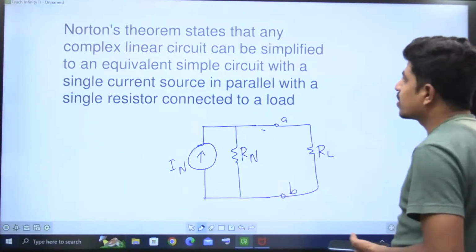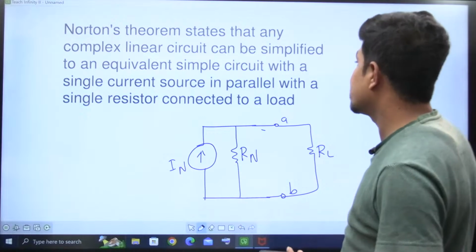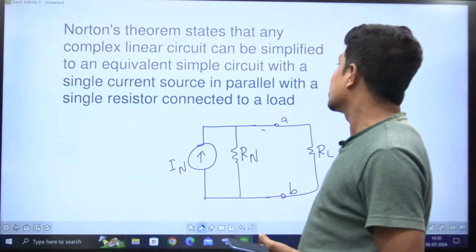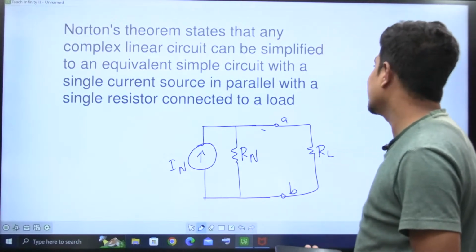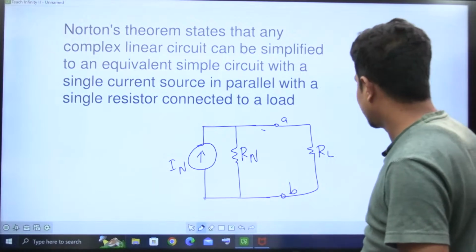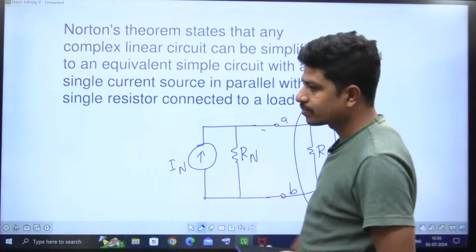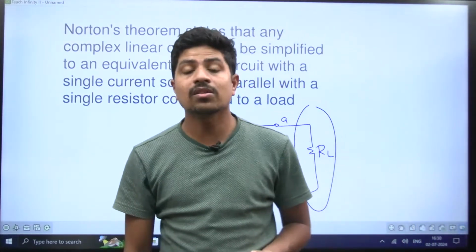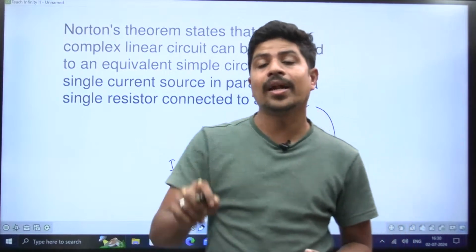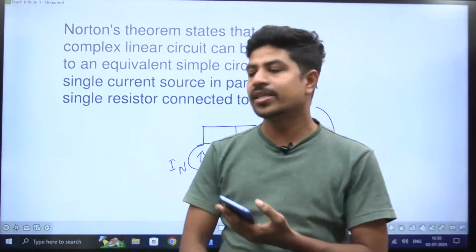Read it. Norton's theorem states that any complex linear circuit can be simplified to an equivalent simple circuit with a single current source in parallel with a single resistance connected to the load. This is my load. That is Norton's theorem. Norton's theorem is also applicable for linear bilateral networks only, right? That is about Norton's theorem.